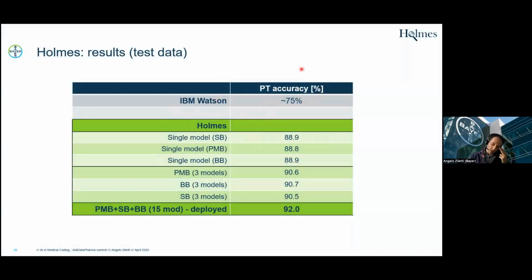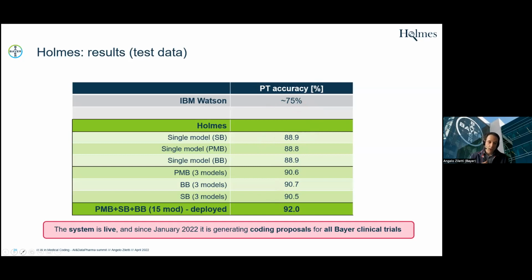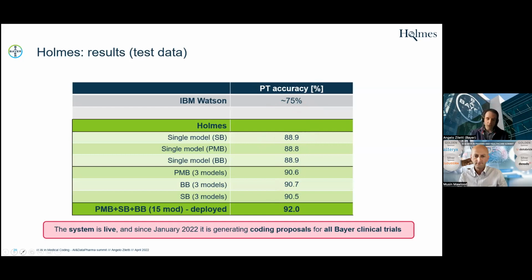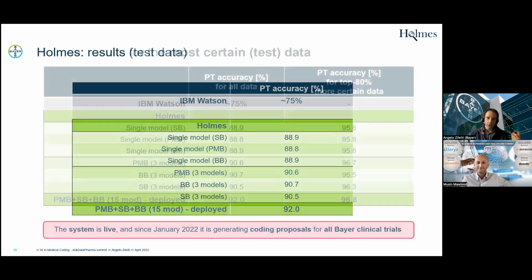So before, we had a vendor solution that arrived at the accuracy of 75%. And now our internal solution, combining different models exactly as I showed you, arrives at 92% accuracy, which is a very, very high accuracy. The system has been live since January 2022, and it's making all the proposals for all clinical trials here. There's always a human revising the proposal. The first proposal is done by our system. So it's a big improvement on what we had before.